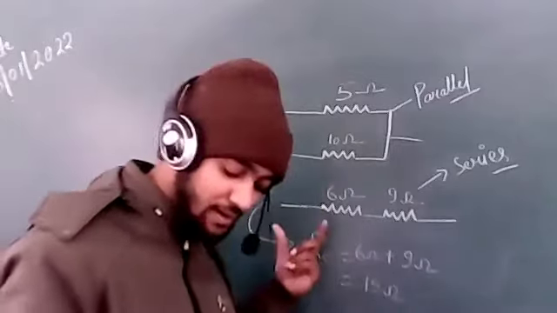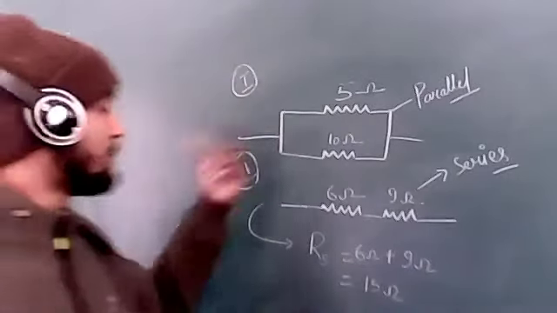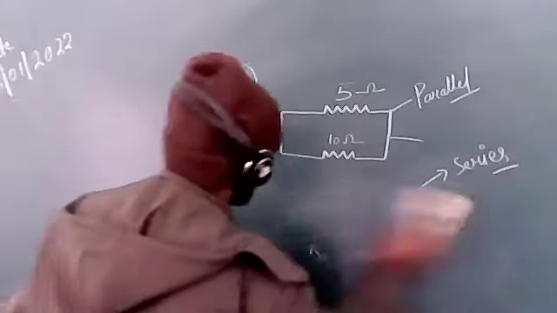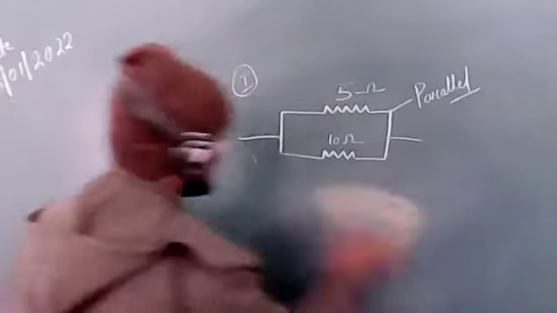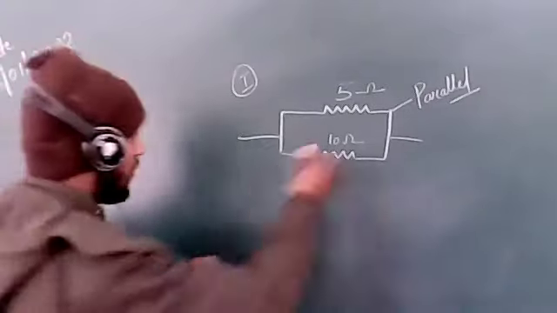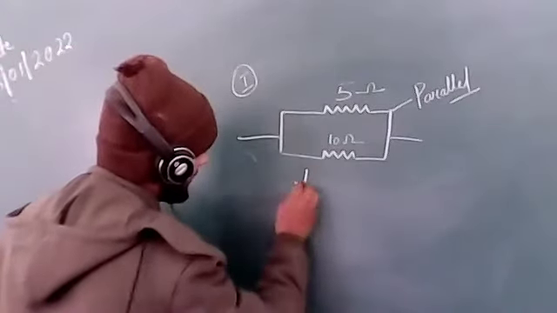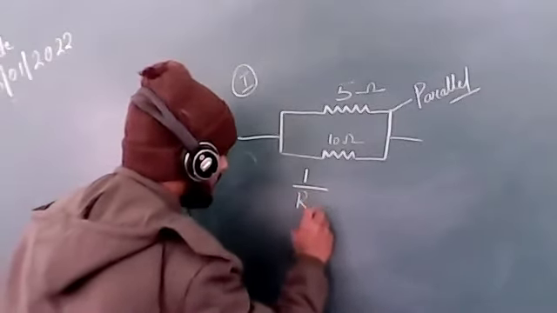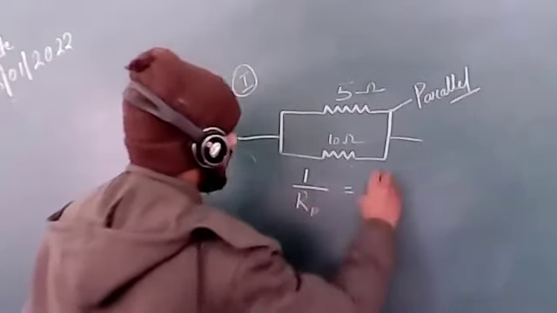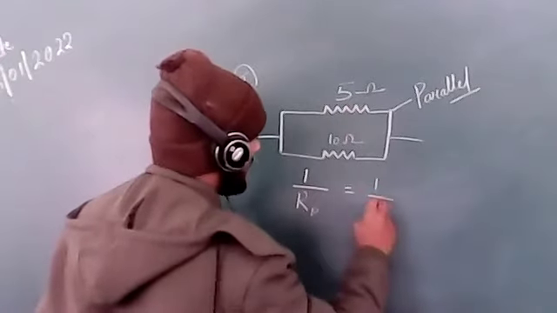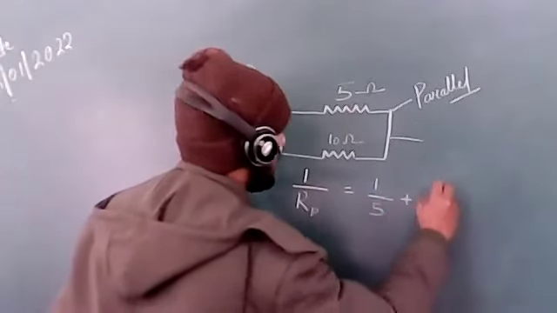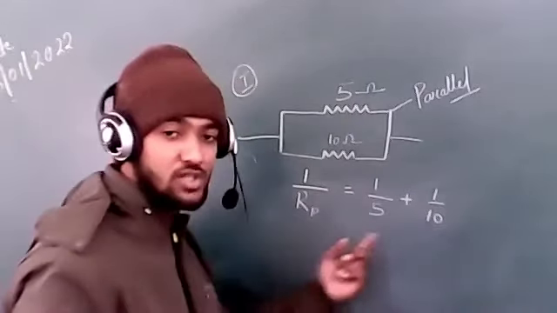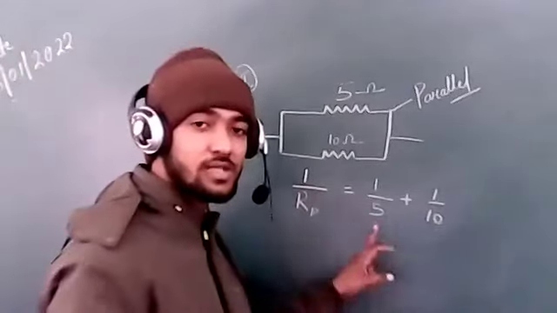Now we have to calculate the equivalent resistance for the parallel circuit. So have a look here. I told you the formula for calculating equivalent resistance for the parallel circuit, R subscript P: 1 upon 5 ohm plus 1 upon 10. Now for the addition of fractions, first we take the LCM of these two.